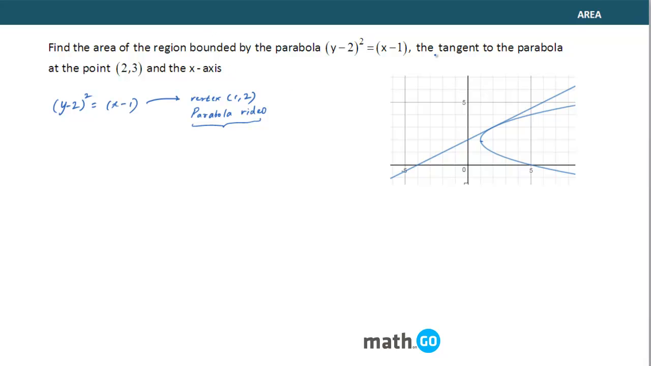Okay, and now the tangent to the parabola at 2 comma 3. So let's say this point is P over here. This P point is 2 comma 3, where you have drawn the tangent, and the x-axis. So first of all, what region are you expected to find? So this is the x-axis. So this is the particular region that you are expected to find, right?